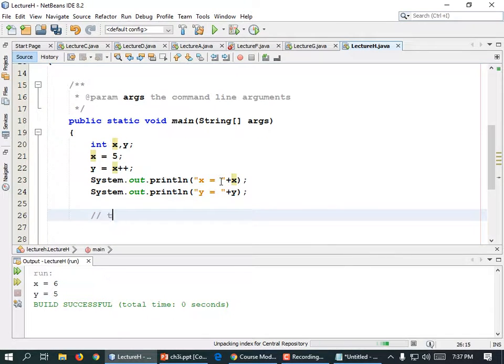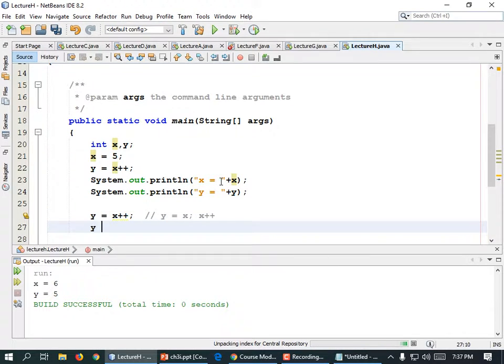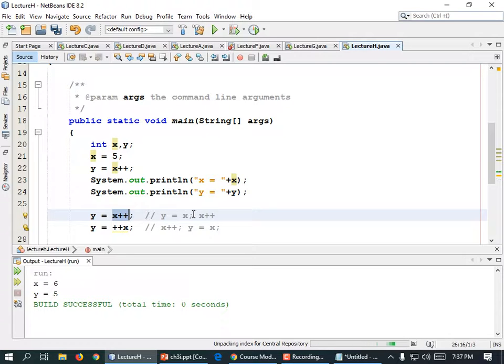y equals... Maybe we can just do it like this. y = x++; It's the same as saying y = x, then x++. Doing it the other way, y = ++x; is the same as saying x++; y = x. Do you see the difference? If the ++ follows the variable, it happens after the copy, after the assignment.